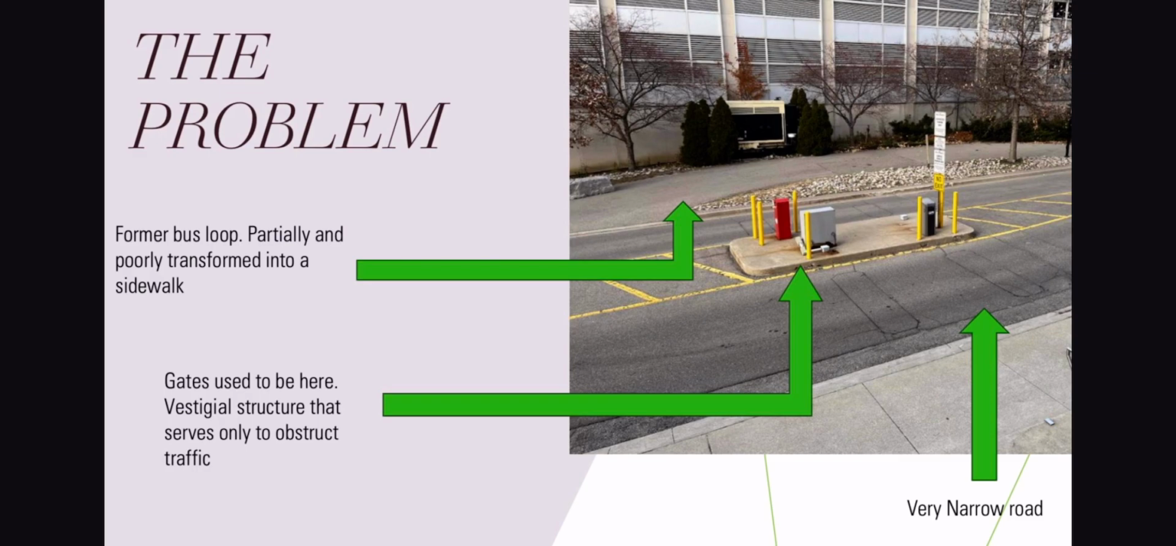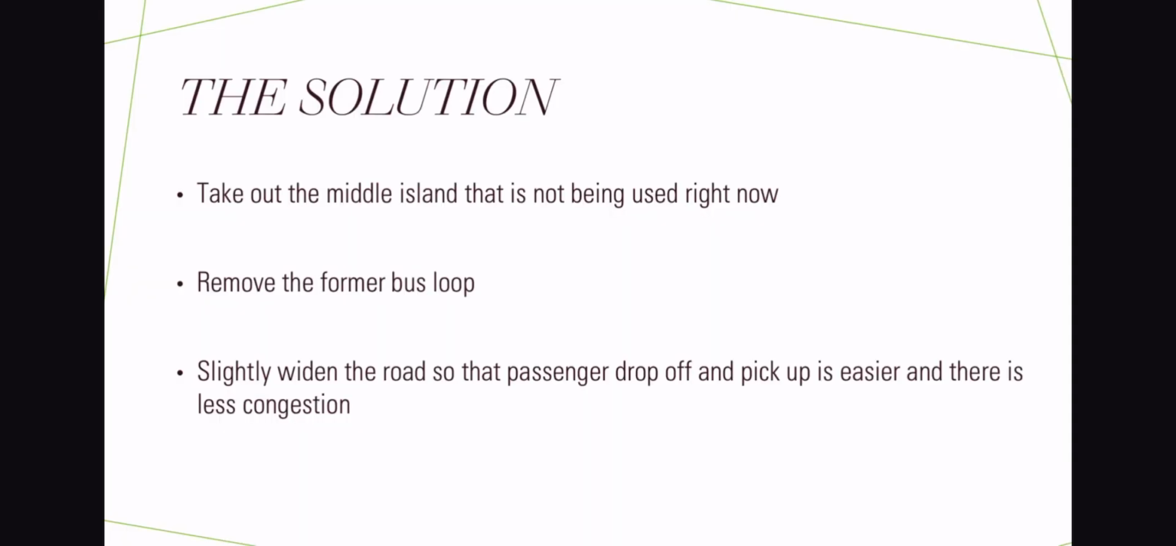The infrastructure that they left behind leaves a lot of problems for current users. For example, the former bus loop at the top and the middle island that used to have the gates on it take up a lot of space on the road and cause a lot of obstructions. Also, the road is very narrow. I suggest a few key changes to fix the problems with this road.